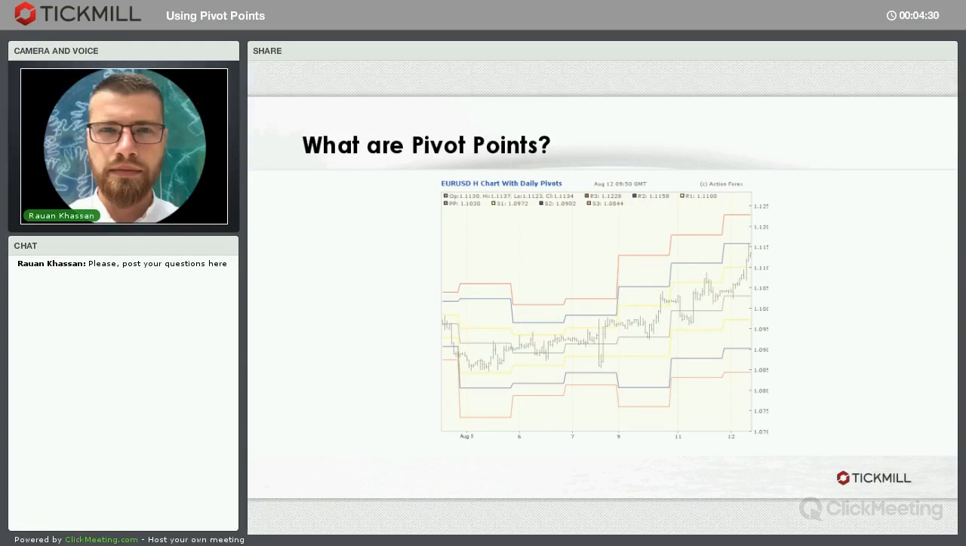One of the types of such tools is pivot points. This is how it looks on an Action Forex chart. The pivot points are made as horizontal lines. You can see that they are calculated every day to a new level. This is why it looks more like a staircase.